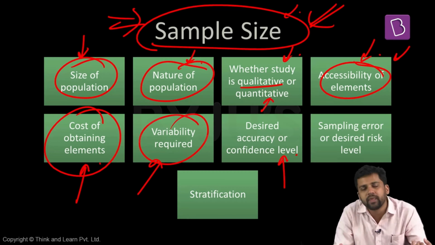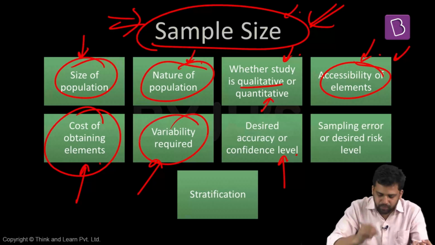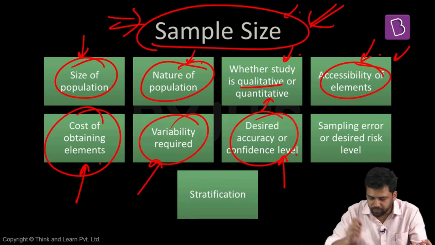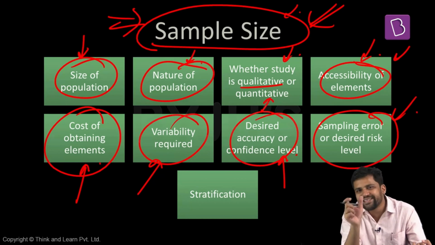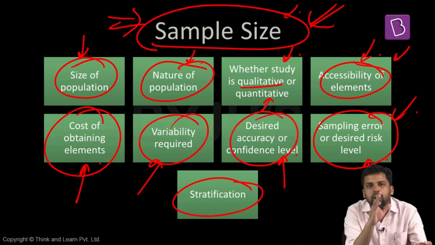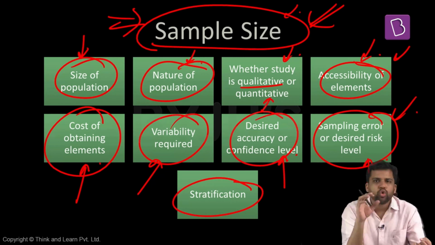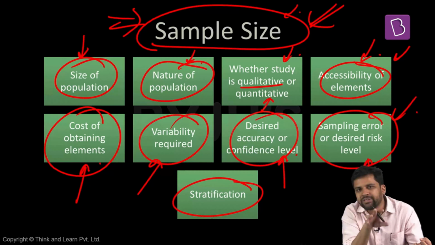How much accuracy do you want? Generally, a large sample will be more accurate in nature. It will be more representative. So that also decides it. The larger the sample size, the more the accuracy. Sampling error: the lower the sampling error, the greater the representativeness. So that also needs to be taken into consideration. Apart from that, stratification: how many elements of stratification are you taking into consideration? How stratified is the society? That will also have an impact on sample size. So this is about the factors which decide the size of the sample.